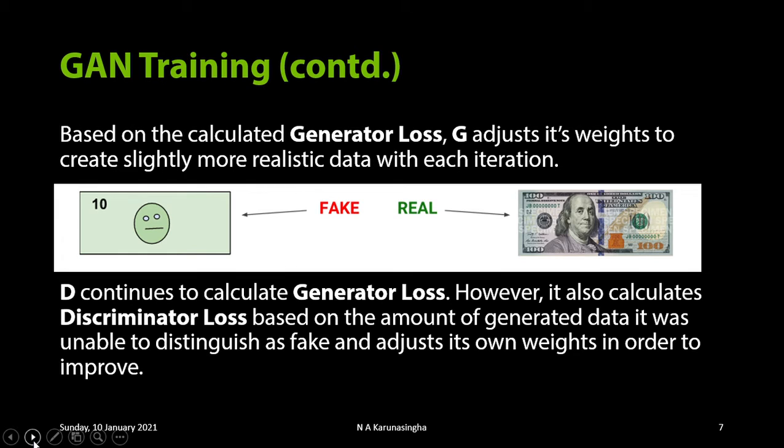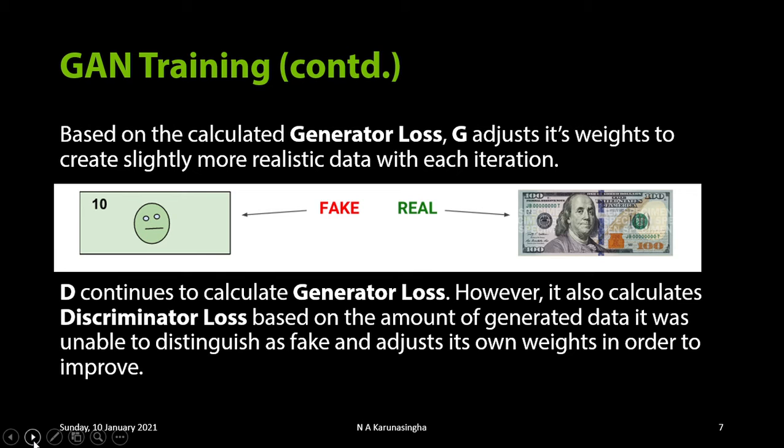So basically what's happening here is, using the generator loss that's calculated, the generator adjusts its weights so that it can create more realistic data. And then in each cycle, based on the discriminator loss that was calculated, the discriminator adjusts its weights so it can better distinguish between fake data generated by the generator as well as real world data.